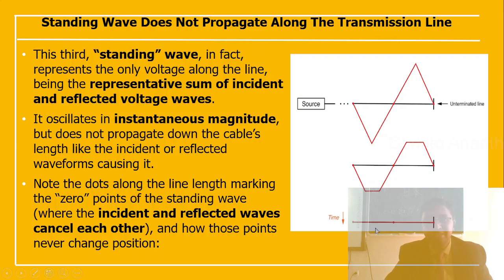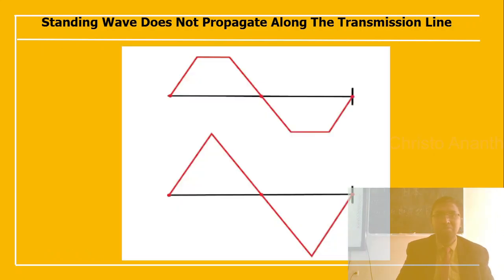Okay, so we see here a dot that is going to mark the zero point across the incident as well as the reflected wave, which will be cancelling each other. However, the points will not be changing position. So this is the standing wave. It will not be propagating along the transmission line, it will not be moving. It will be standing still, but it's a wave.